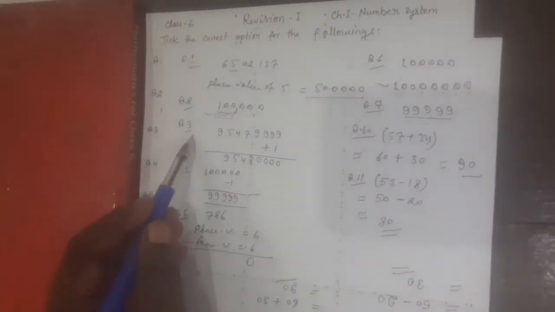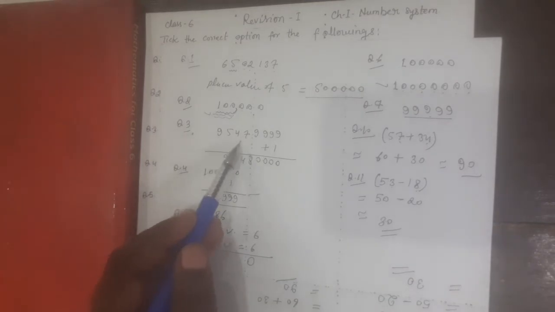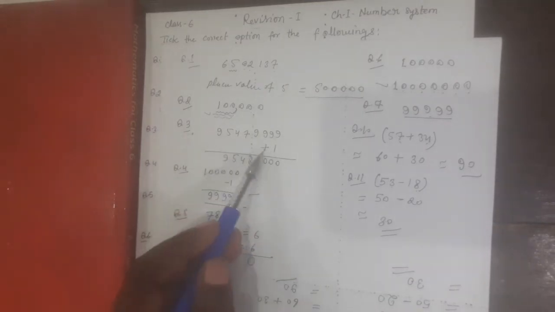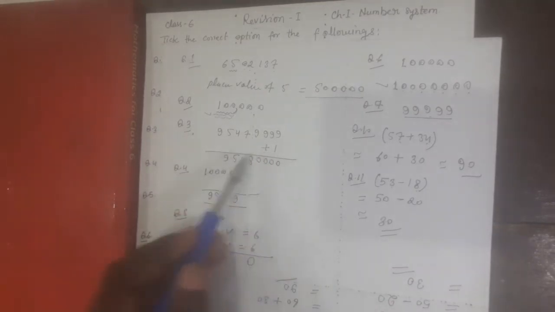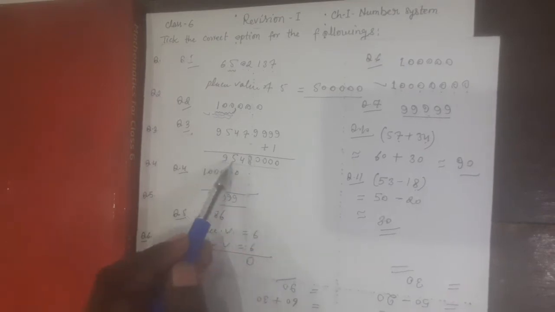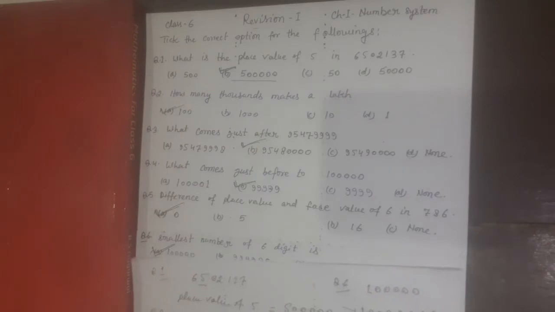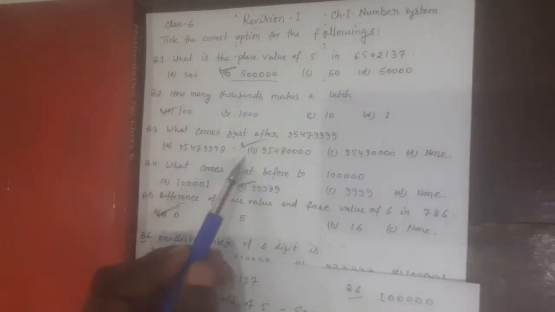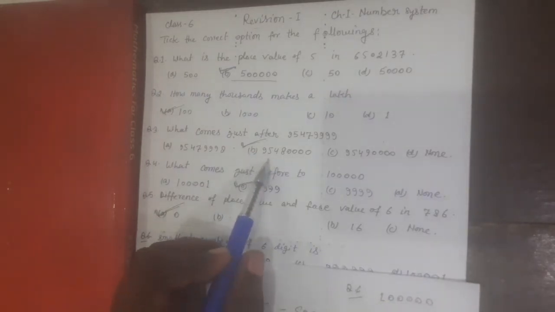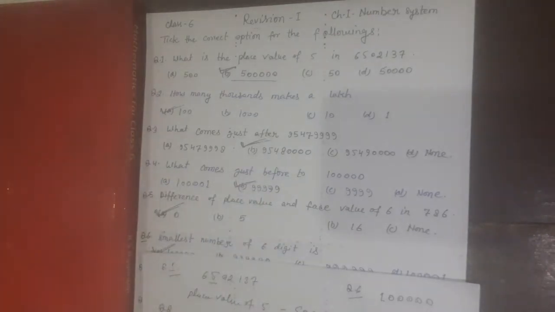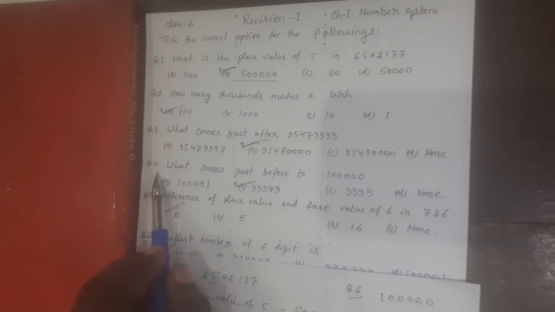Okay, let's see this question number 3. Here this number is given and we are adding plus 1 here, so it will be 95,48,000. Okay, and see here you can see clearly that the B option is correct here. So right answer is B. Okay, B option is correct here. Now we are moving to the question number 4.